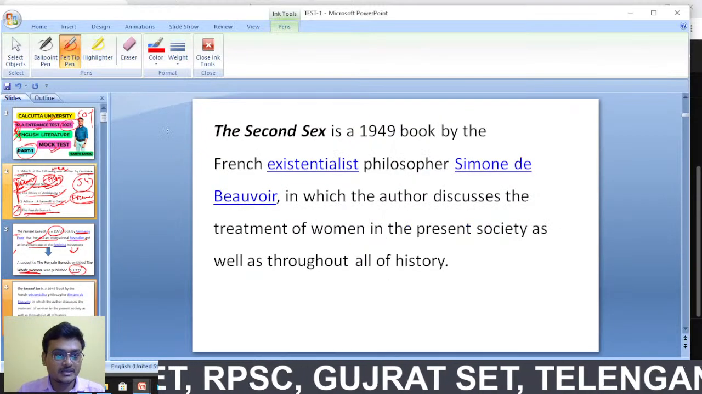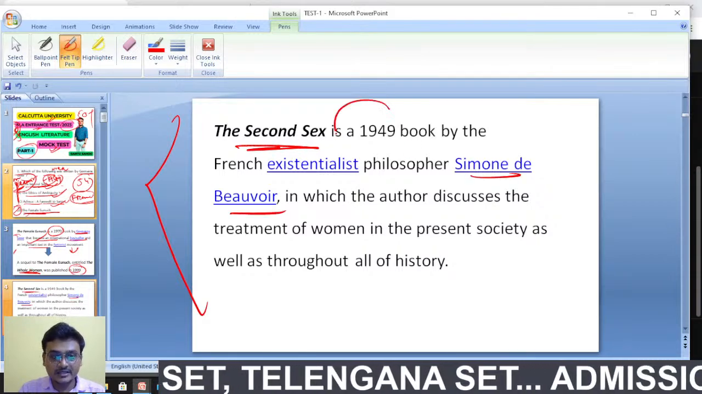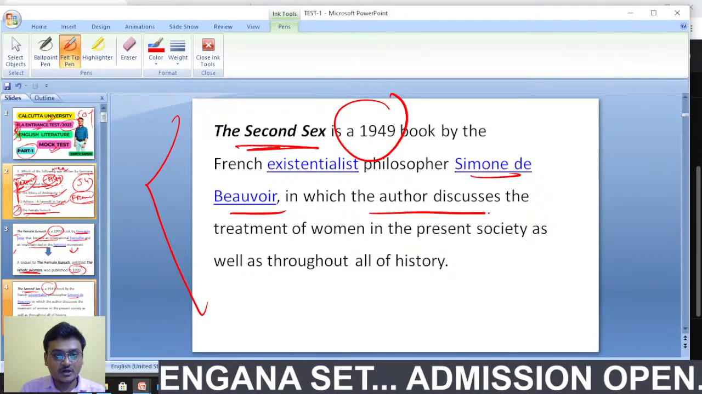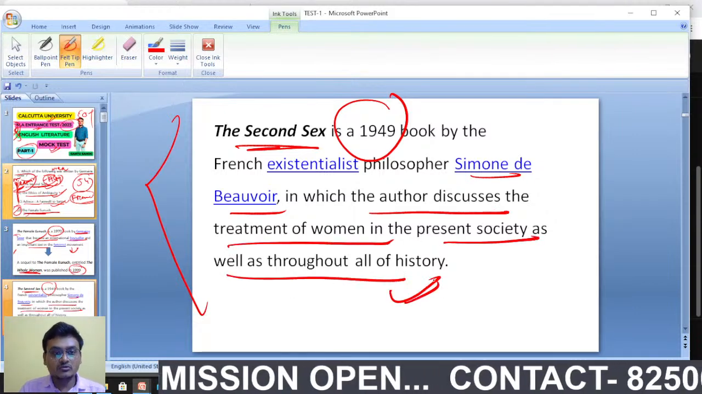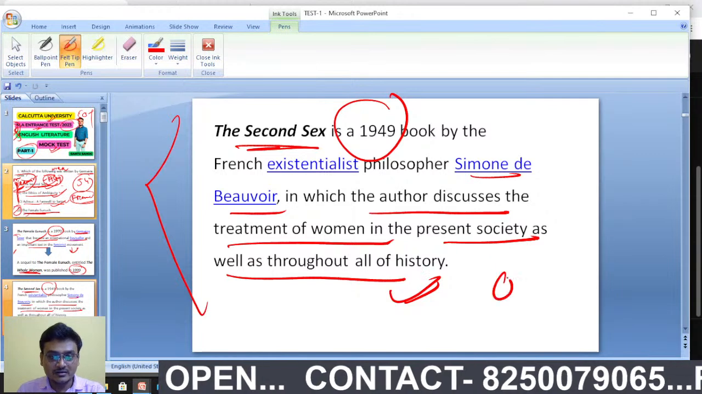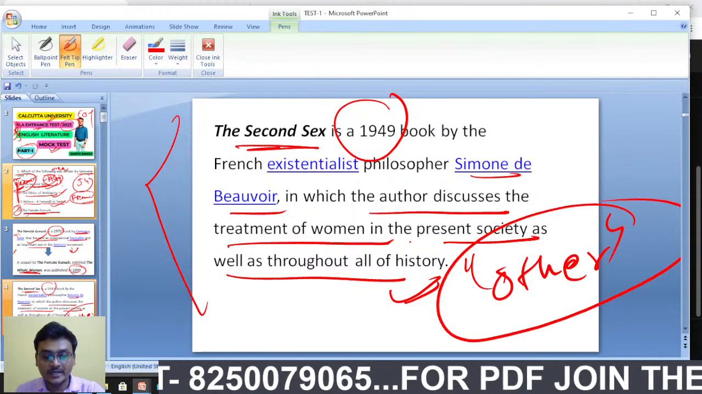Moving on, here is The Second Sex by Simone de Beauvoir. It's a work published in 1949, in which the author discusses the treatment of women in present society as well as throughout all of its history. Woman as other. Woman as other. 1949.